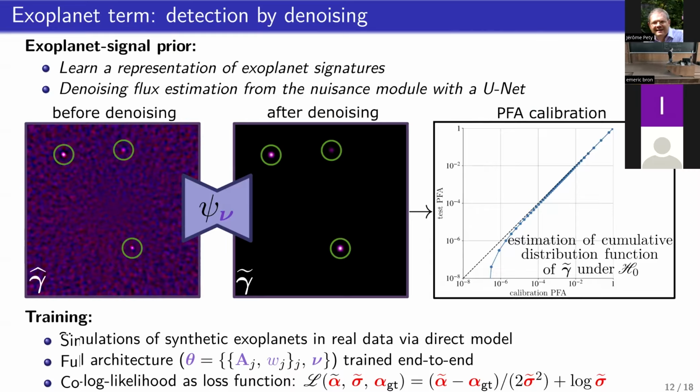And for the training, all the parameters of the model of the two stages are learned end-to-end by resorting to the simulation of fake sources into real data. And to do this, we are optimizing the negative log-likelihood.